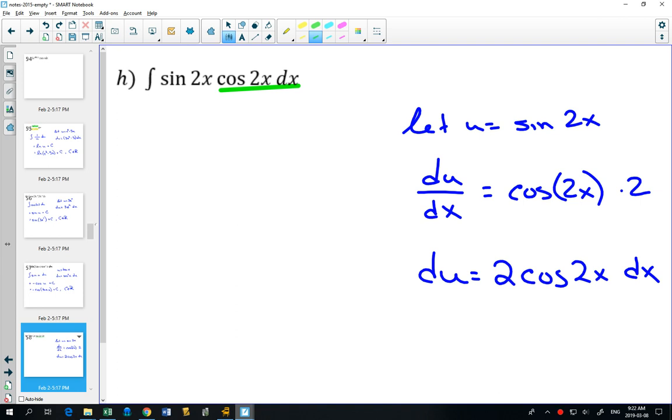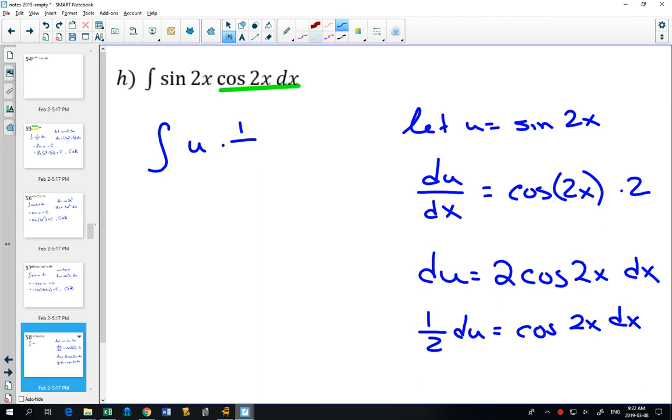How can we get rid of that 2? Divide du by 2. Right? If I divide both sides of this by 2, are you okay if I write 1/2 instead of dividing by 2? Then I get cos 2x dx by itself. And now when I substitute back in, well, sine 2x, that's going to be u. And cos 2x dx, that's going to be 1/2 du, which is really, if I rearrange this, the same as 1/2 u du.